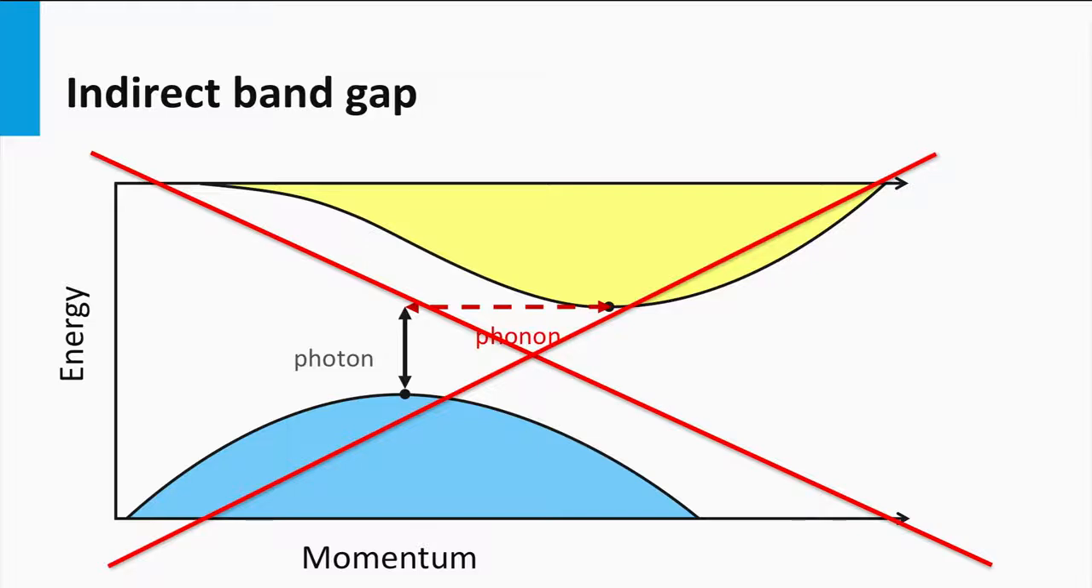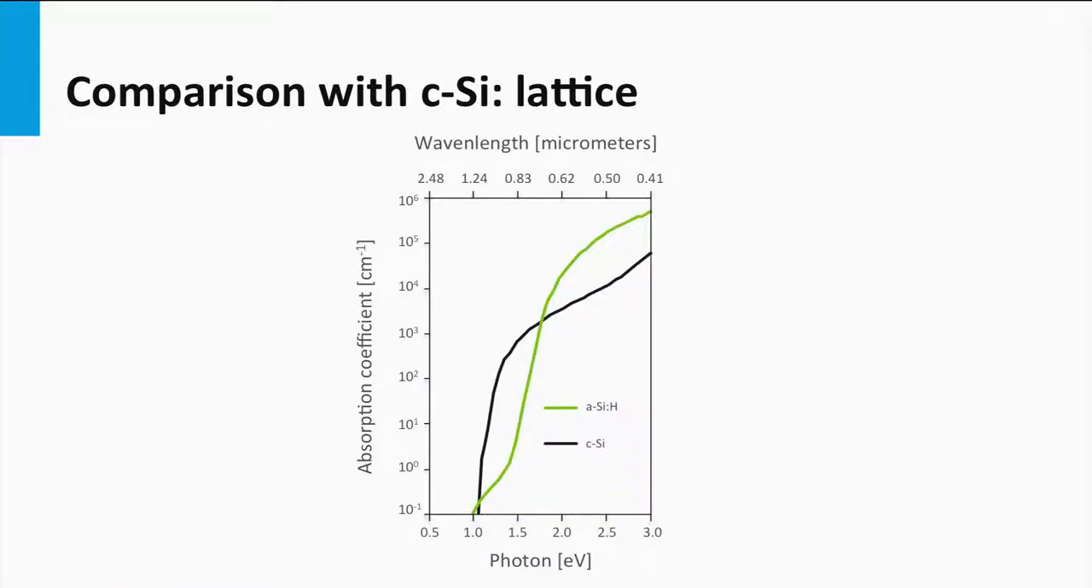This does not hold anymore for an amorphous lattice. Therefore, amorphous silicon does not act like an indirect bandgap material, but like a direct bandgap material. This has a positive effect on the absorption of hydrogenated amorphous silicon. It is more likely that a photon can be absorbed to excite an electron from the valence to the conduction band. This is demonstrated in the next graph.